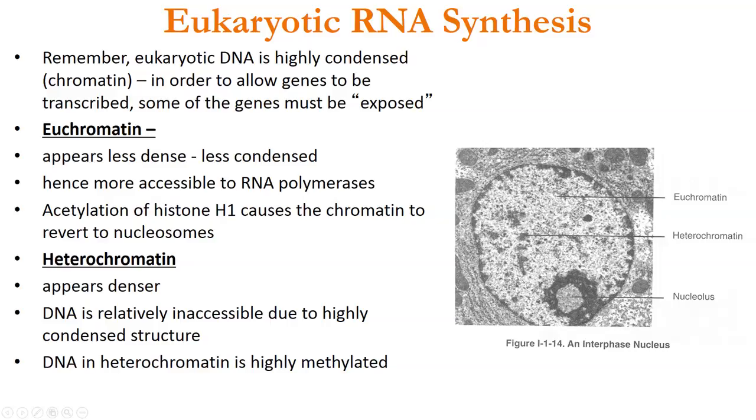Whereas heterochromatin, which is these darker regions, the nucleolus right here is the real dark region. Those are our little ribosome factories, so I'm not talking about that. We're talking about these dark regions right here. That's heterochromatin, and that's going to be highly methylated DNA that's not actively being transcribed. It's in a very condensed structure. It's not available for those RNA polymerases.